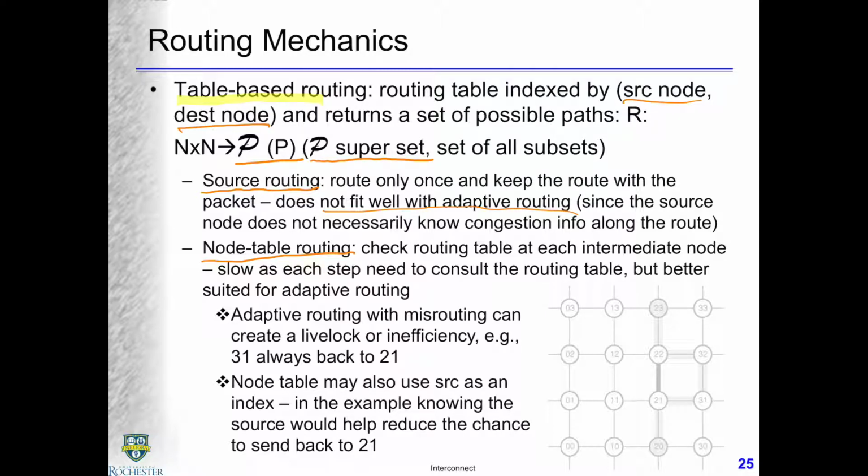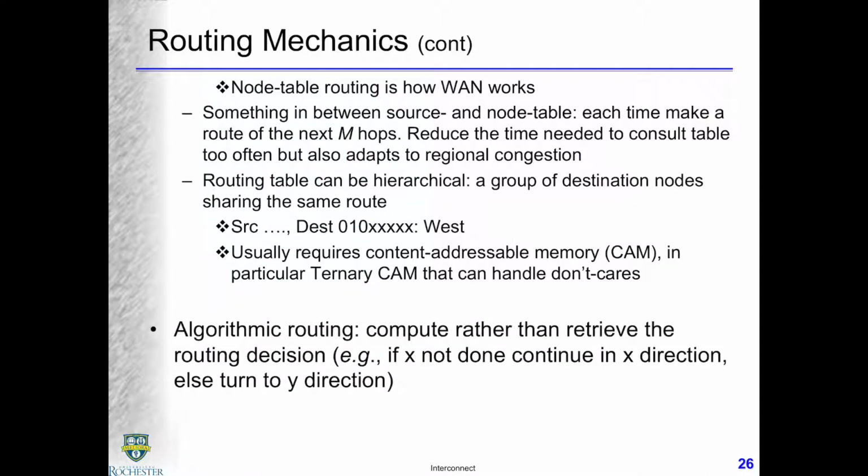And this is what is actually used in wide area networks. Okay? You would go to the next node, figure out what you want, and do something. In computer-based networks, we'll see one product example. This is usually done for the next m hops, m being an integer greater than 1. Okay, so that's something in between source routing and per-node routing.